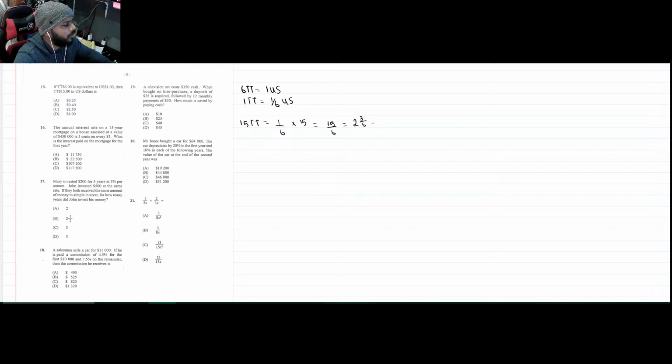Number 15. If $6 TT is equivalent to $1 US, okay? So 6 TT is 1 US. Then 15 TT, I want to know how much 1 TT is. 1 TT is 1 over 6 US. So 15 TT is 1 over 6 multiplied by 15. That will be 15 over 6. 6 into 15 is 2, that is 12, 13, 14, 15. We make a 3 over 6. That is 2.5, like $2.50.